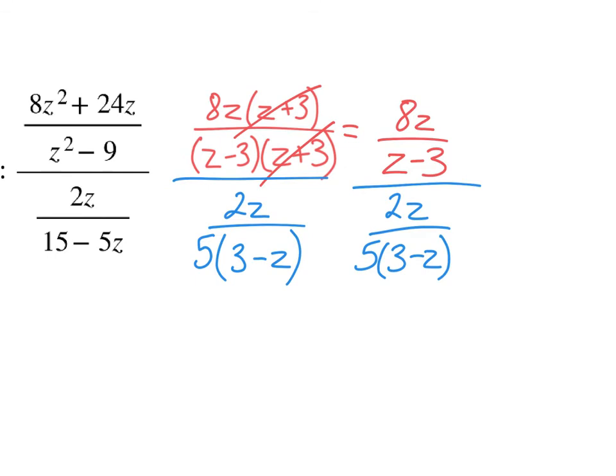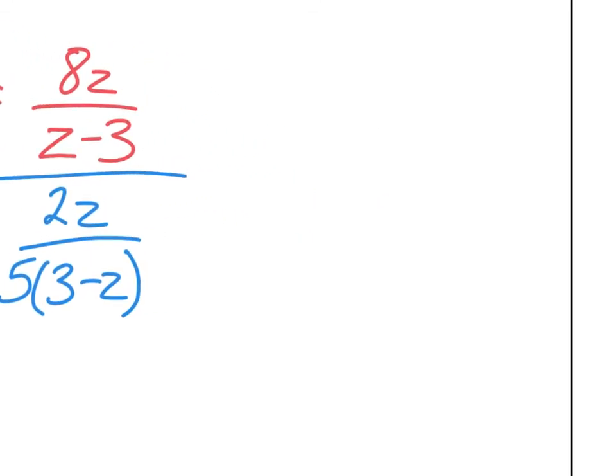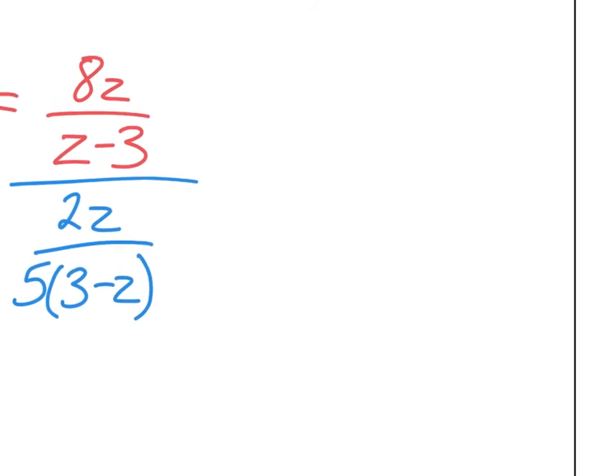Okay, so I need to find a common denominator between z minus 3 and 5 times 3 minus z. I've basically got two options here. I could make it big, I could do 5 times 3 minus z times z minus 3, and that could be my common denominator, but that's going to get kind of big. Does anybody remember a rule about z minus 3 and 3 minus z? A rule that might follow?